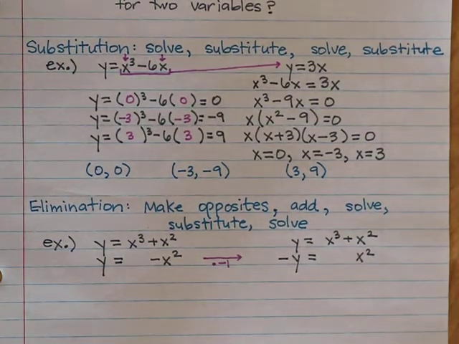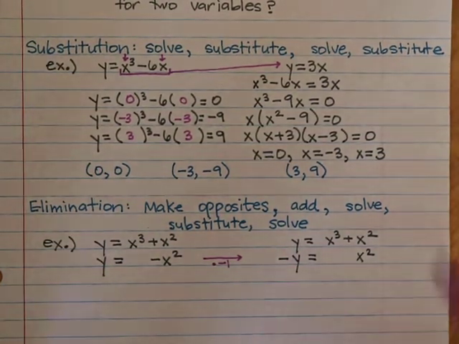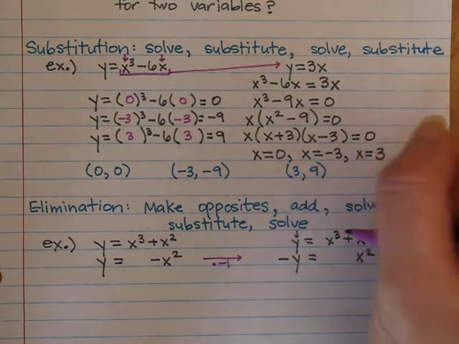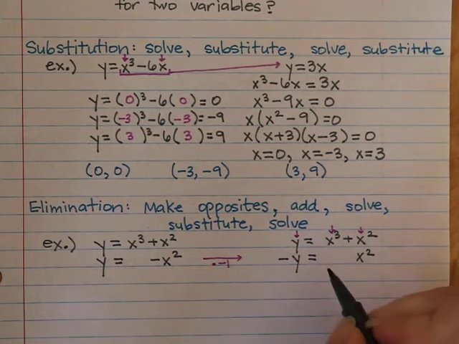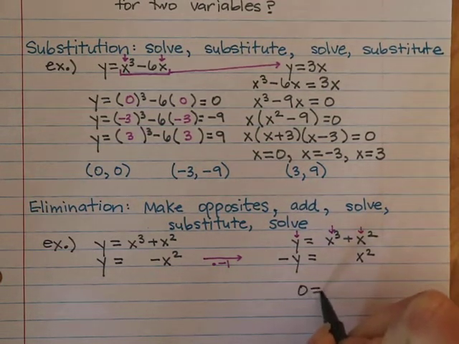Now look at what my y's have done. I have positive 1y and negative 1y. And I am going to now eliminate the y's because they're opposites. And when I add them together, they cancel each other out. So here's what I mean. We're going to add. Y plus negative y is 0.